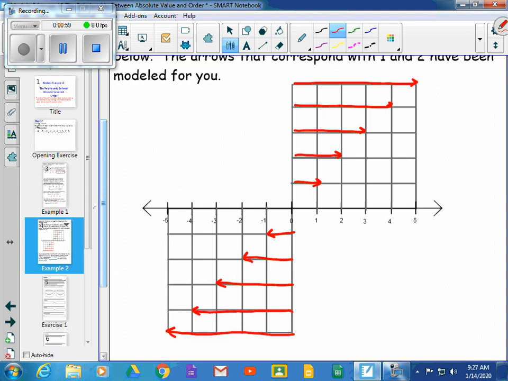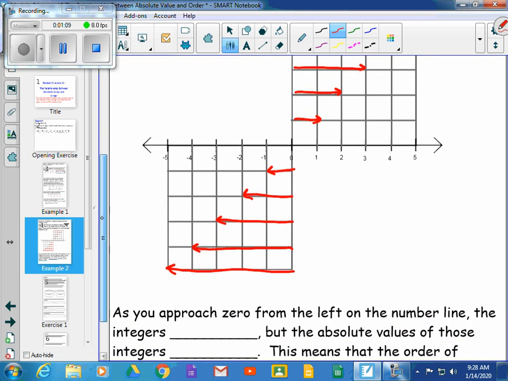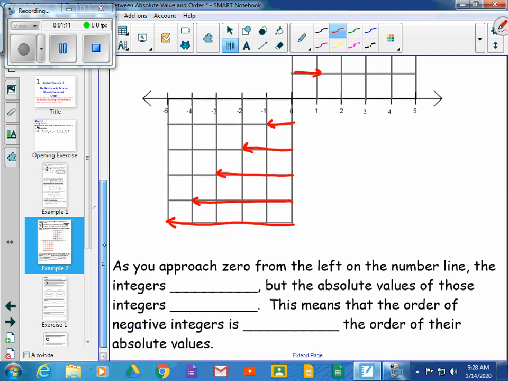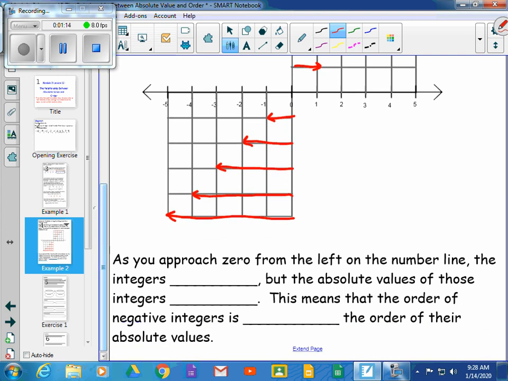Now, what those arrows represent are the absolute values of each of those integers on that number line. The absolute value, once again, represents the distance between the number and 0. Now, as we approach 0 from the left on the number line, the integers blank. So we have to figure out what's going on.